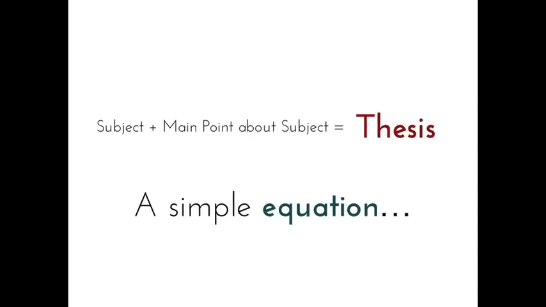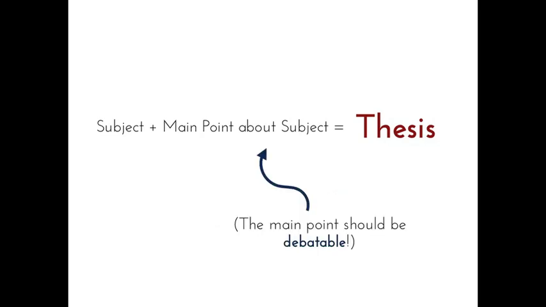I want to share with you a formula that you can use to construct and develop a thesis. It's a very, very simple equation. Your subject plus your main point about your subject equals a thesis. And so why is it important to have not just the subject, but also the main point? It's because your thesis is one perspective.